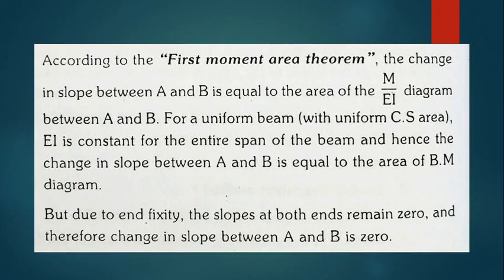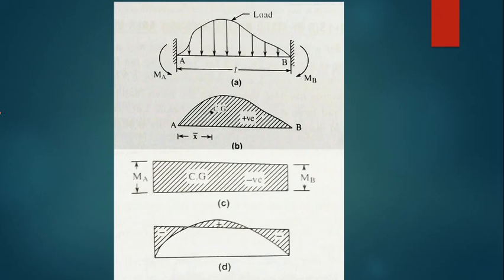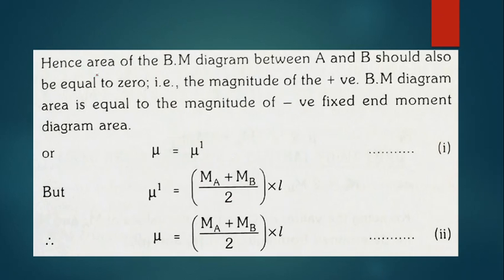But due to end fixity, the slope at both ends remains zero, and therefore the change in slope between A and B is considered as 0. So that means the area of these two diagrams divided by EI will also be equal to 0. Hence the area of the bending moment diagram between A and B should be equal to 0. That means the magnitude of the positive bending moment is equal to the magnitude of the negative bending moment or fixed moment diagram. That means mu must be equal to mu dash.